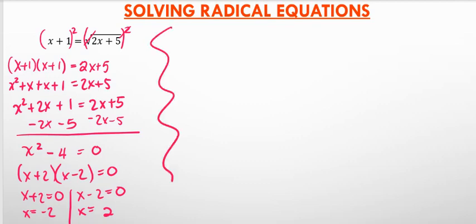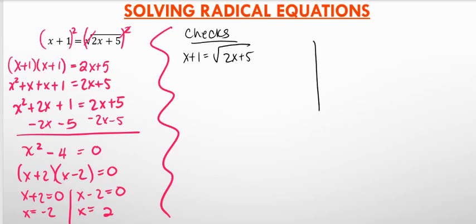It's really important that you always substitute or check your solutions. So substitute them back into your original equation. I'm going to do that here. Here are my checks, going to go on this side. So I have x plus 1 equals the square root of 2x plus 5. And I'm checking two different solutions, so I'm just going to do it twice.